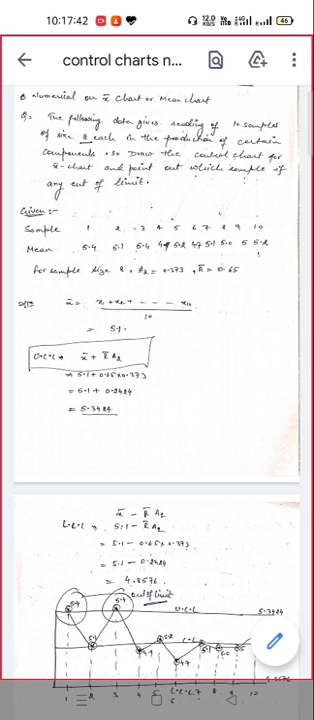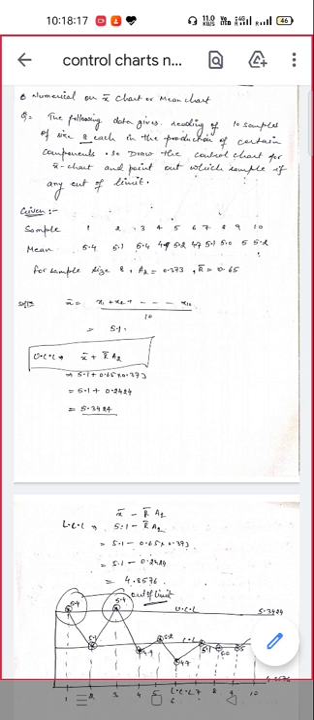First, for X bar chart we have to find the central line value, that is equal to X double bar. Means we have to add the mean of each sample number divided by the total number of samples. So up to 10, we add 5.4, 5.1, 5.4 up to 5.2 divided by 10, which comes out to be 5.1. That is our center line value.